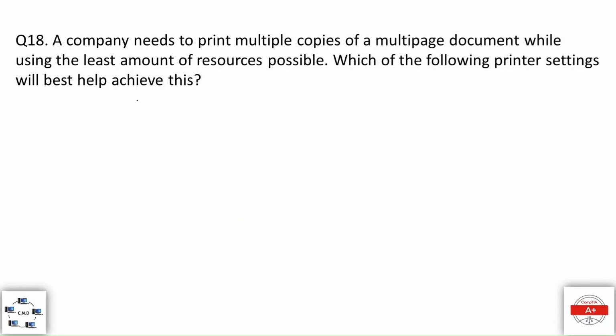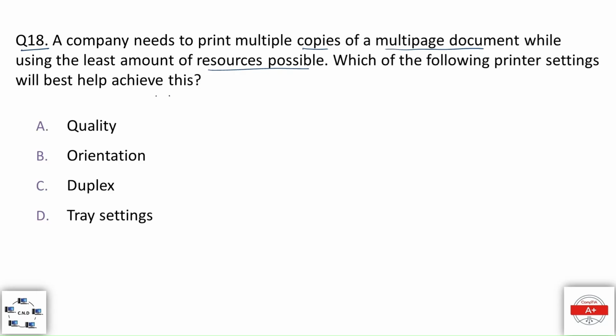Let's move forward to question number 18. A company needs to print multiple copies of a multi-page document while using the least amount of resources possible. Which of the following printer settings will best help achieve this? And the options are, let me show the options. Option A, quality, option B, orientation, option C, duplex, and option D, tray settings.